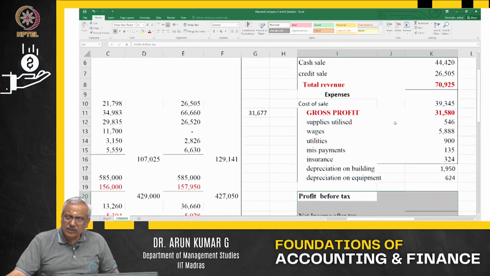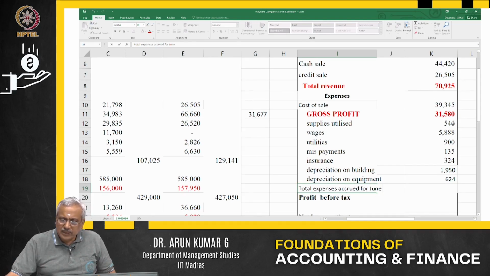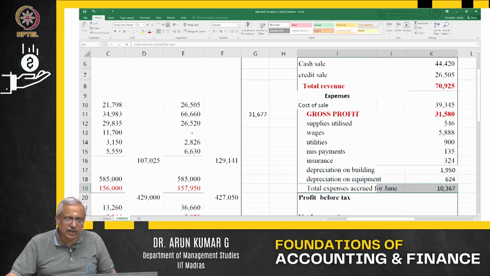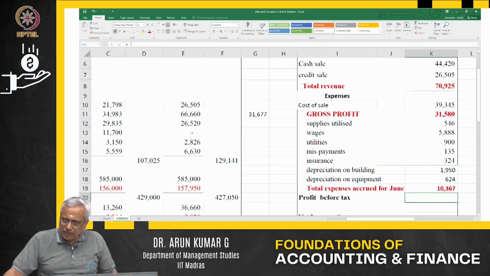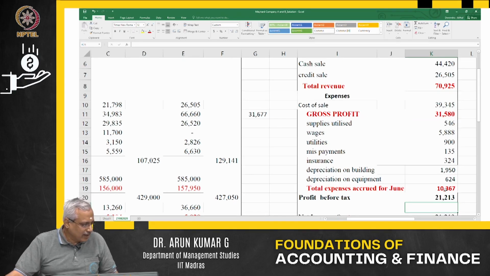So, what is the total revenue? Similar to total revenue, what are the total expenses accrued for June? It is nothing but a simple addition of all these. That is the total expenditure accrued for the month of June. I am going to keep the same red color. What is the profit before tax? Gross profit minus my accrued expenses for the month of June is your profit before taxes.